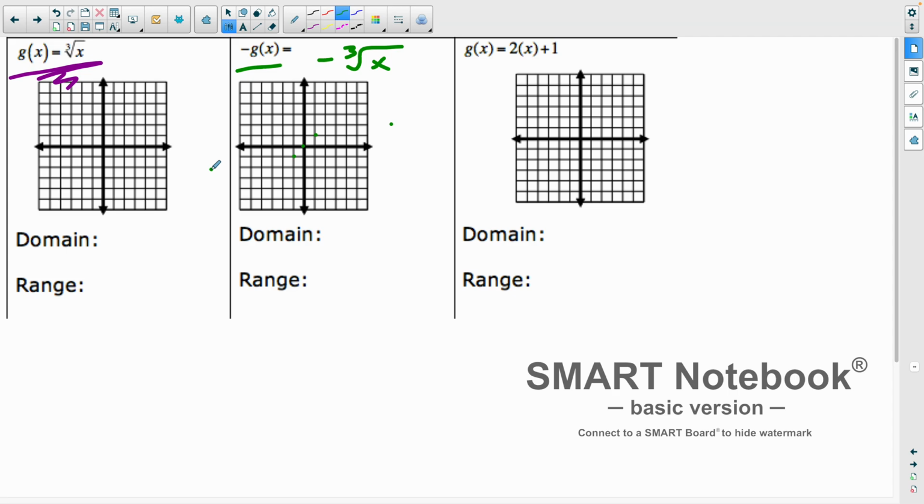If I'm going to vertically reflect it, can I vertically reflect 0? No, so it stays put. If I vertically reflect this one, it goes to there. If I vertically reflect that one, it goes to here. This one goes up, and that one goes up. And so there's where this graph would be.